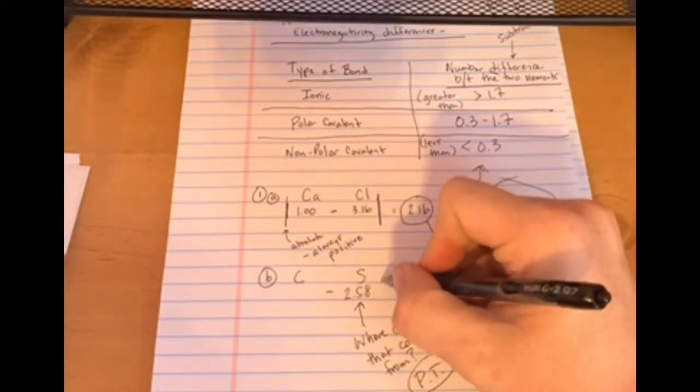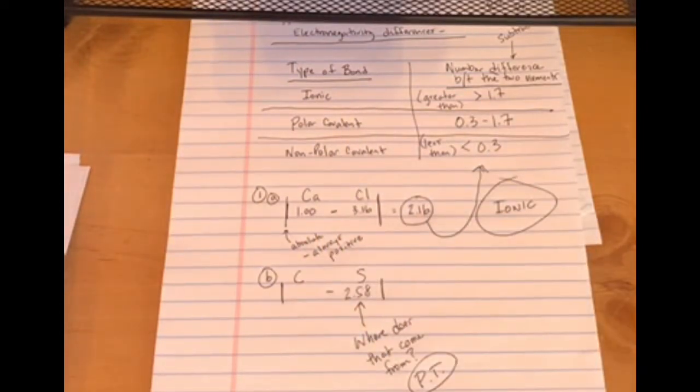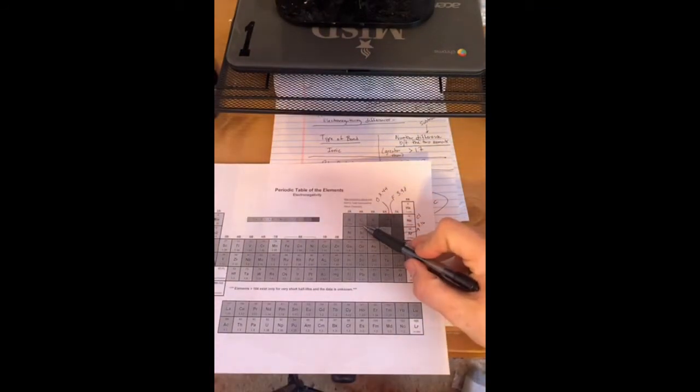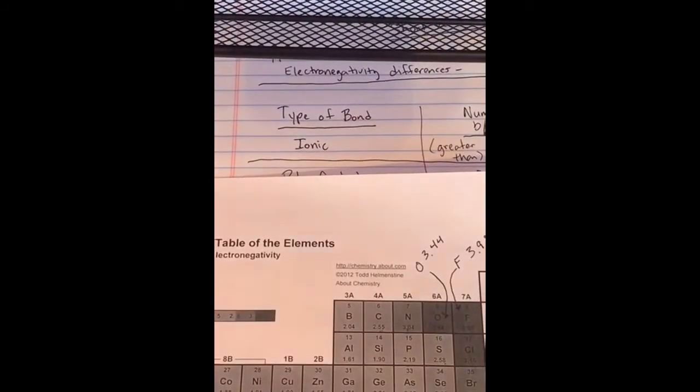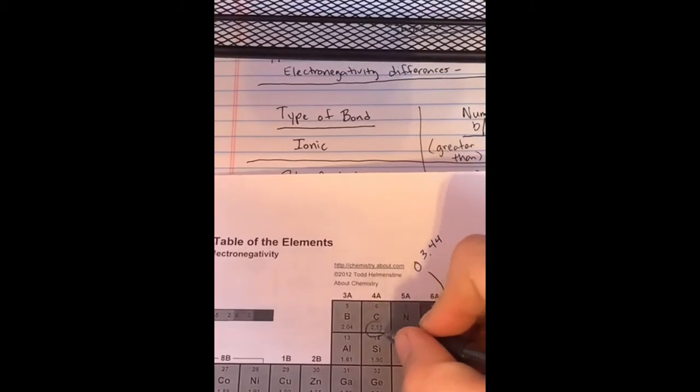So somebody tell me what carbon is. 2.55. That's right. How'd you get that? You got that because you looked at the periodic table, right? So if you look right here, and I know you probably won't be able to see this on the live, but there we go. You can see it's 2.55. So the number that Jonathan was giving me is right here. Okay?